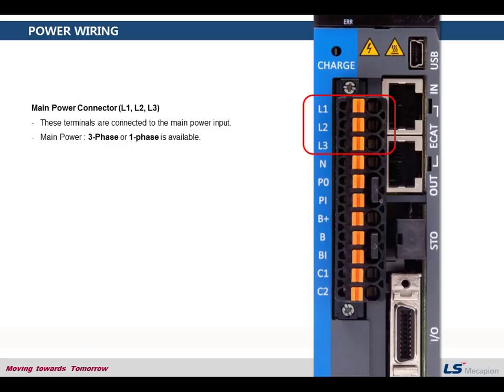First of all, main power connector. The terminals for main power connector are L1, L2, L3. They are connected to main power input. Basically, LS Mecapion's all drives are based on three-phase power input. However, single-phase is also available.